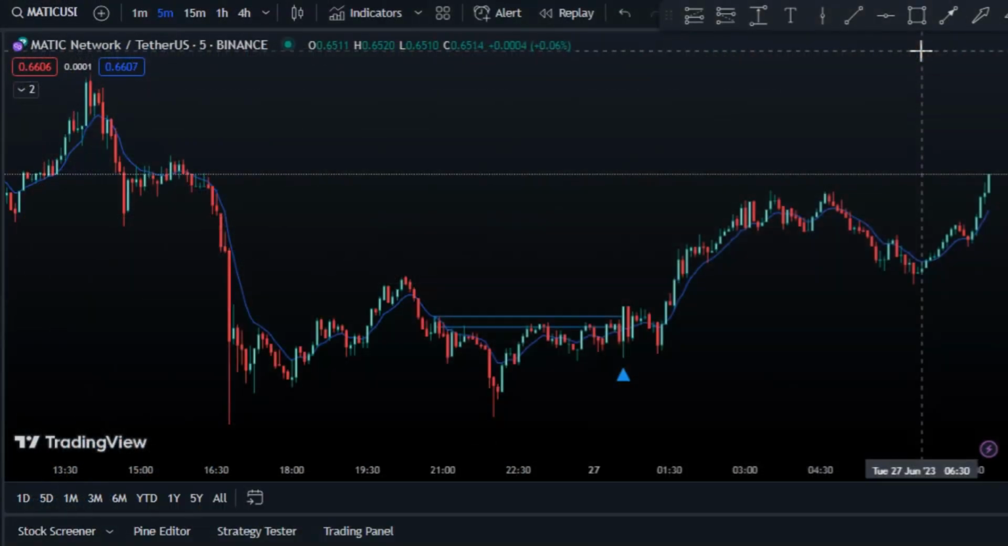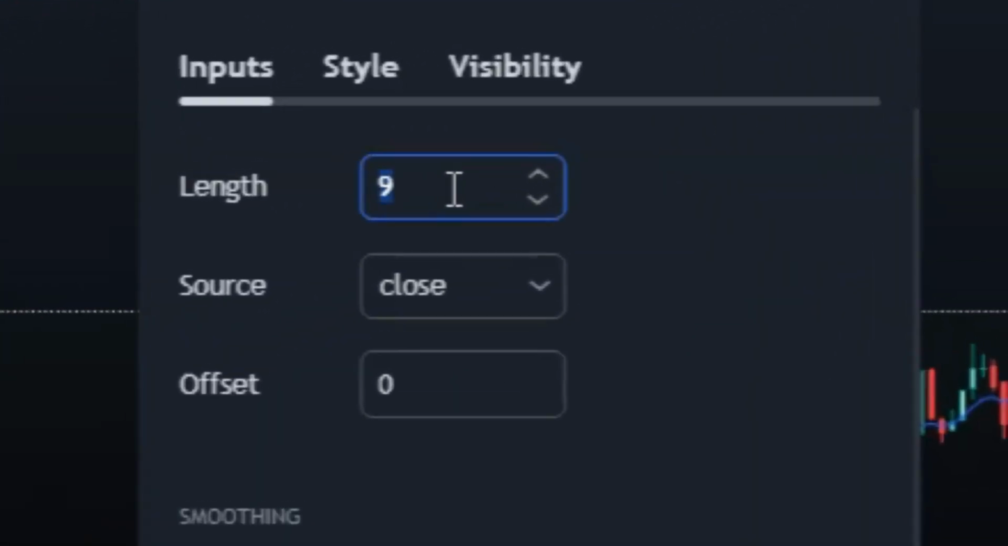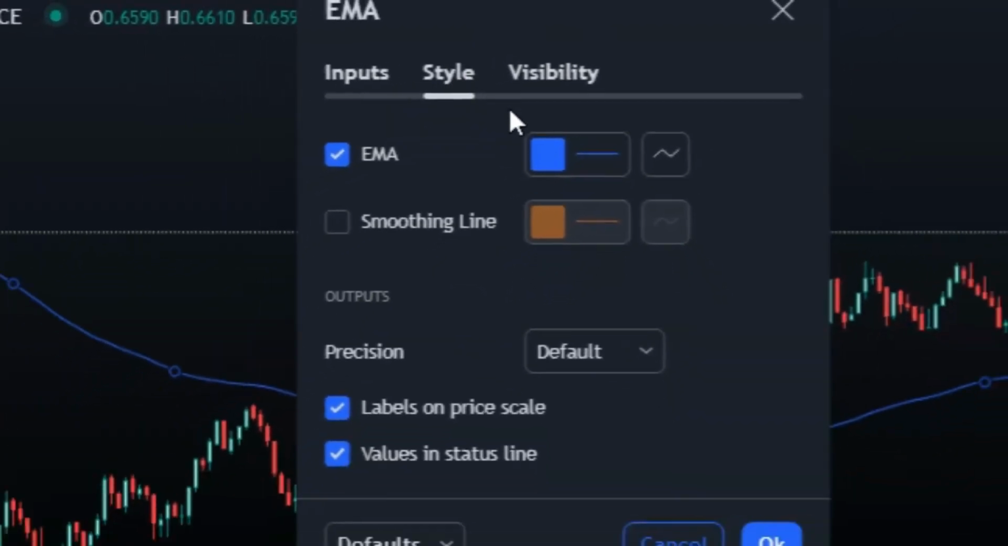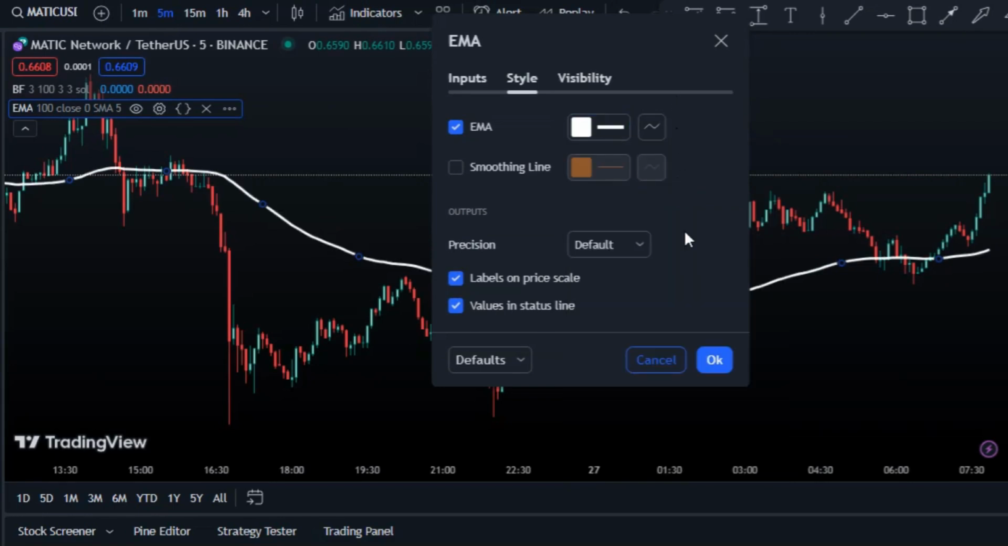Alright, now let's head over to the EMA indicator settings and change the length to 100. Then head over to the Style section and modify the indicator's line color to white and increase the thickness slightly for better visibility on the chart.